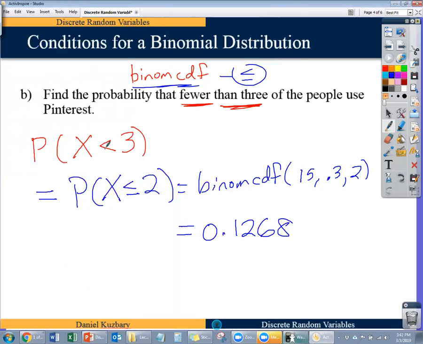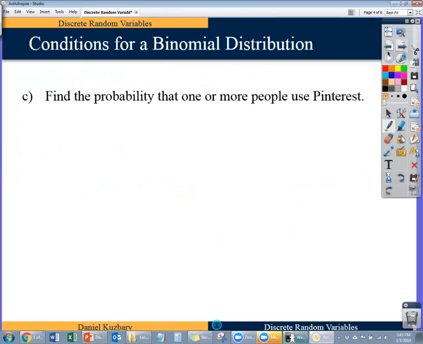So, this is believable because my proportion of people that should use Pinterest is 30%, and 30% of 15 is much bigger than 2. So it's like 4. It's closer to 4. So there's a 12.68% chance I get 2 or less people using Pinterest in my sample. Let's keep going. Find the probability that 1 or more people use Pinterest. Okay, so I've got 2 calculator functions that'll help me do this.